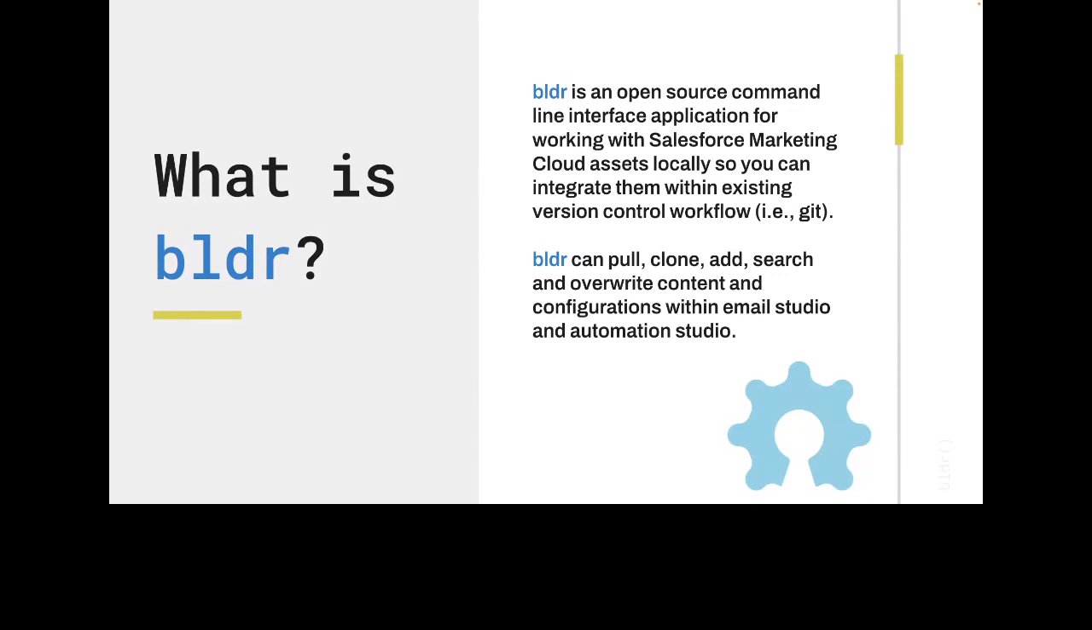So you're able to work on your assets locally, pull files from Marketing Cloud, save them on your local machine, push them to a Git version control, could be any one that you use, does not matter. Make your updates and push it back into Marketing Cloud without having to leave your text editor, and without having to copy and paste back into Marketing Cloud.